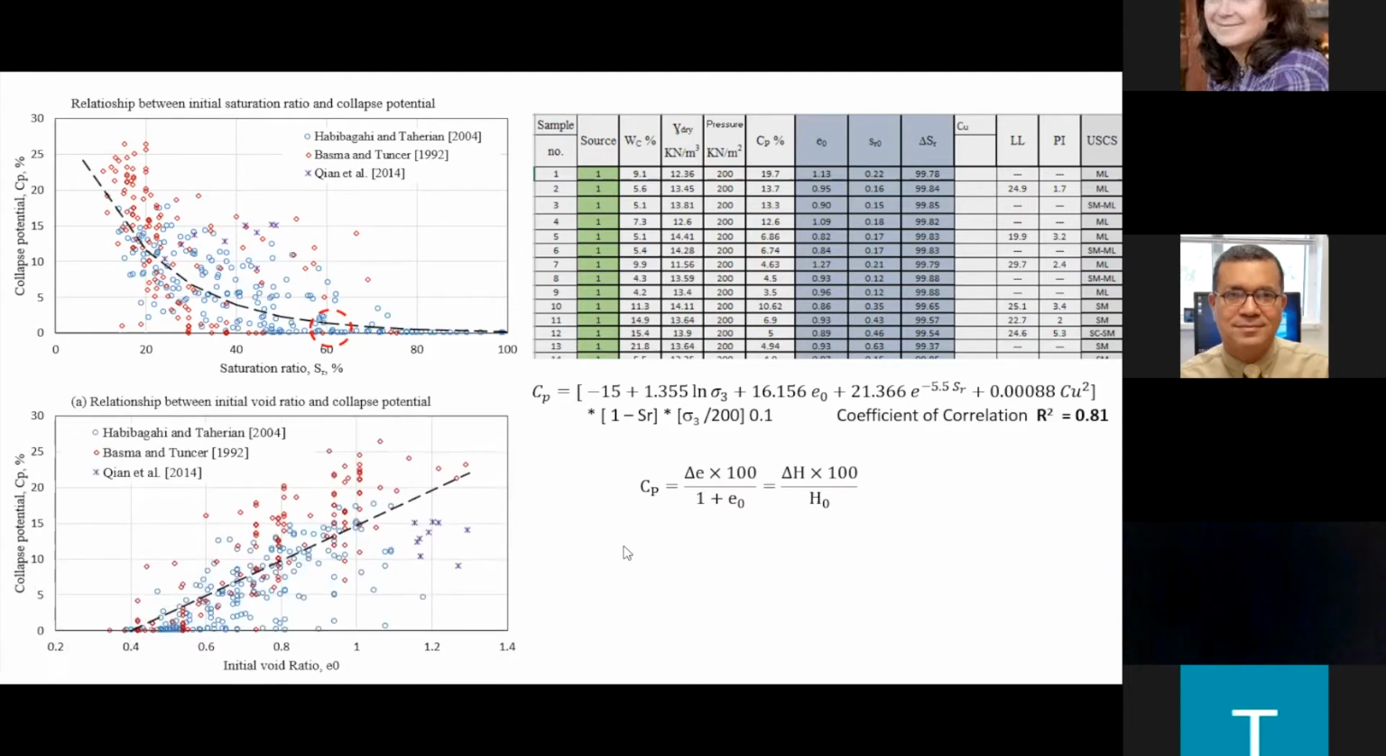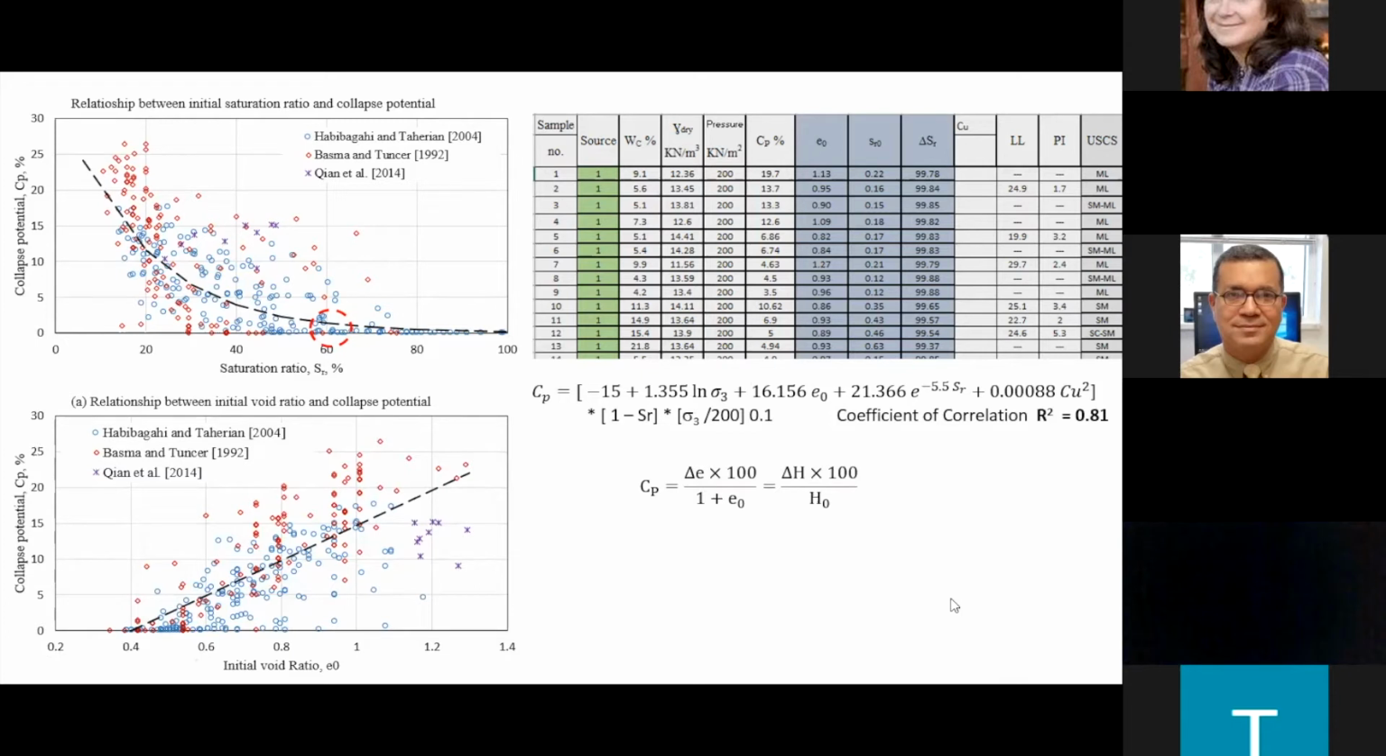Here is another case when we are studying the second parameter, when we are dealing with the initial void ratio of the soil, and we can see its impact on the collapse potential. So we studied every one, and we tried different relationships or parameters in order to develop the empirical relationship that you see there with this good level of coefficient of correlation.